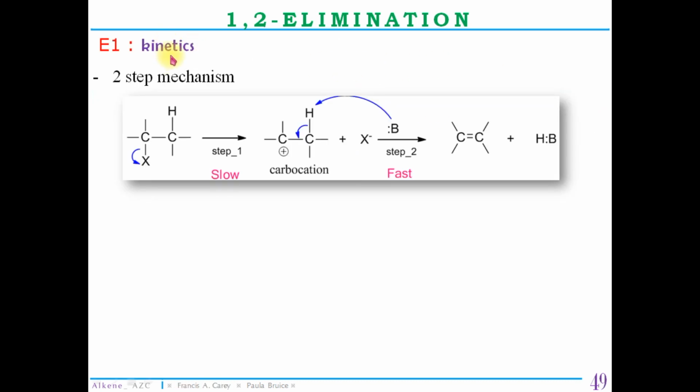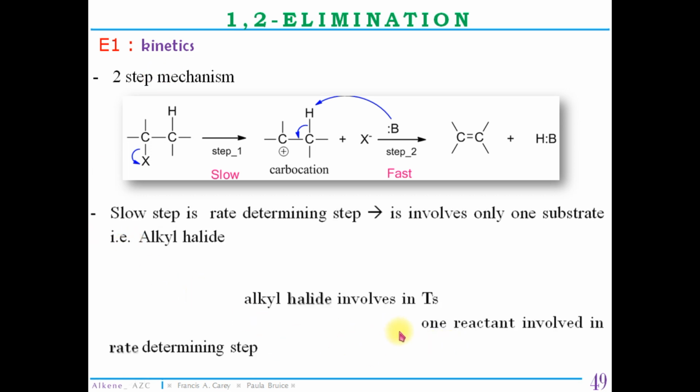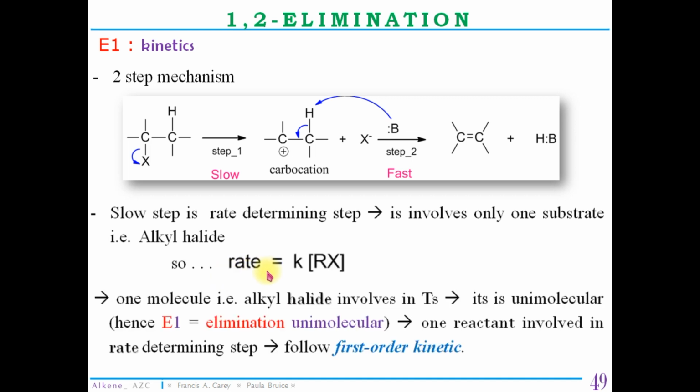What will be the kinetics of the E1 mechanism? In the rate limiting step, we have only one reactant involved, and in the transition state there is only involvement of one reactant, which is alkyl halide. So the rate depends only on a single reactant, so it is a unimolecular elimination reaction. It is an E1 reaction, and as one reactant is involved in the rate limiting step, it follows first order kinetics.